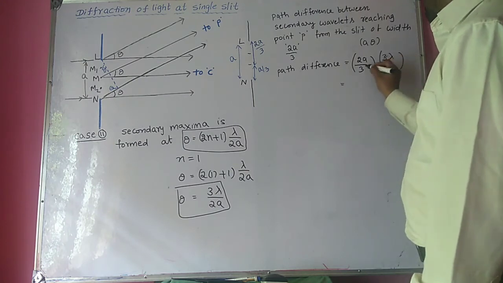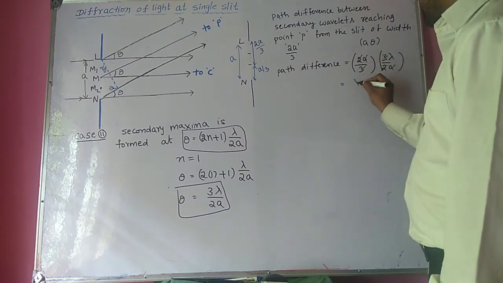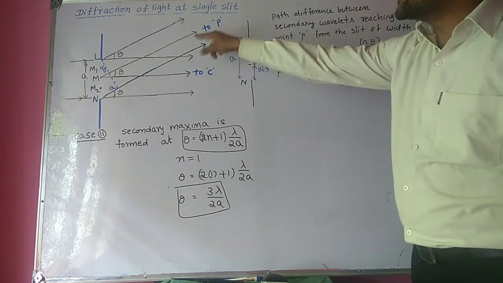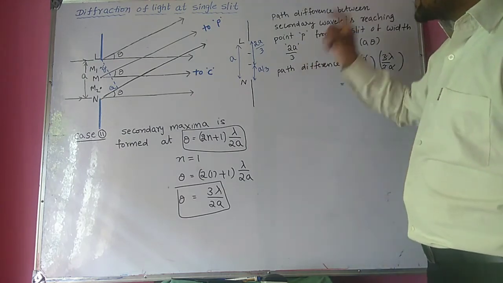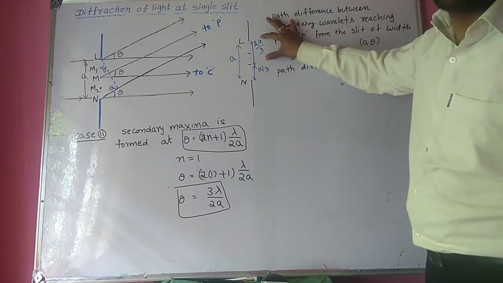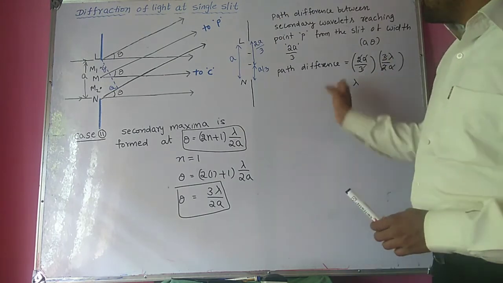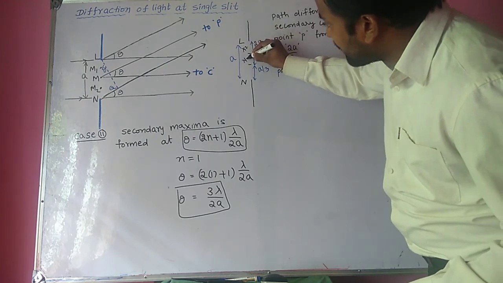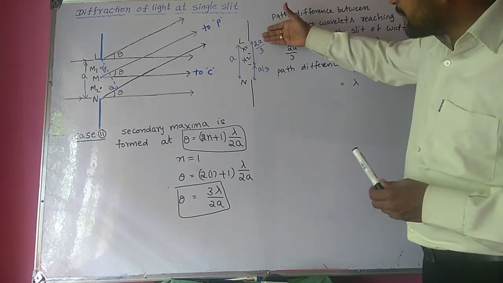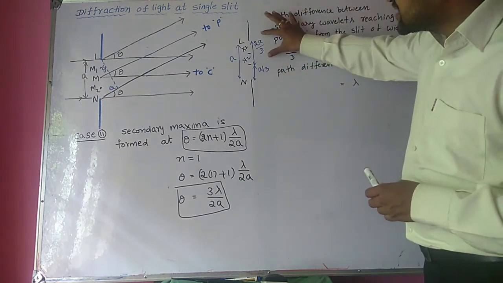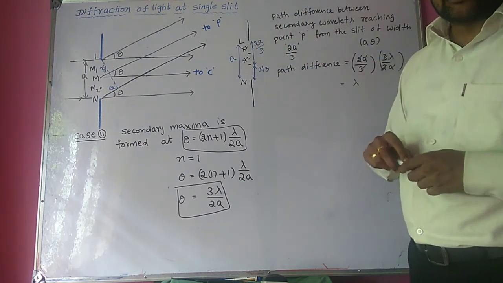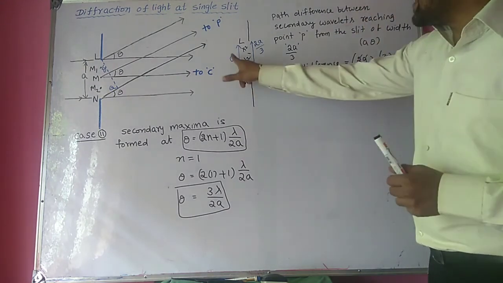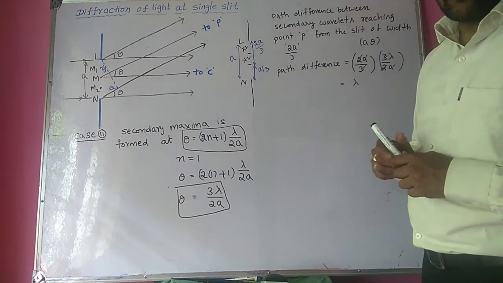The 3 gets cancelled, 2 and a get cancelled, and we are left with lambda. That is the path difference between the secondary wavelets reaching the point P from the slit of width 2a by 3, that is 2/3 of the slit, which is lambda. If you divide that lambda between the two parts, it becomes lambda by 2 and lambda by 2. If you divide the slit into a by 3, a by 3, a by 3, 3 parts, for these parts it gives lambda by 2 and lambda by 2. Already in the first case, we have discussed that the phase difference corresponding to the path difference lambda by 2 is pi.